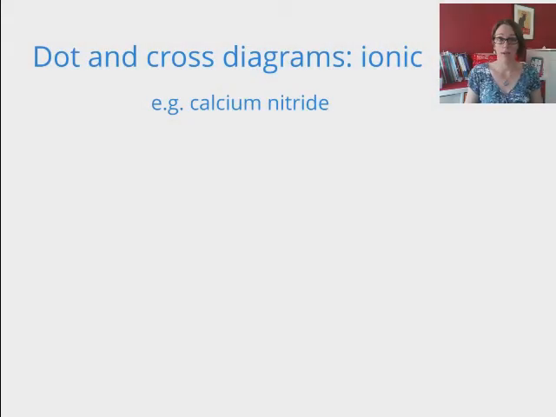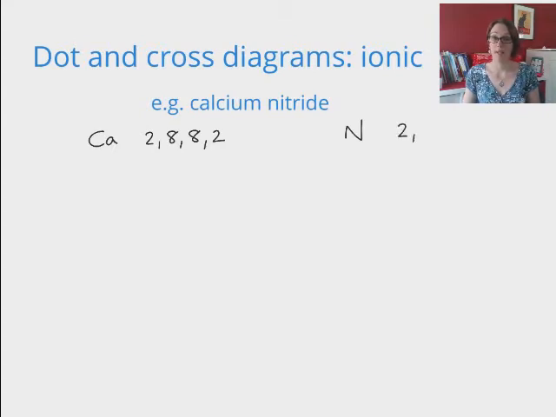So we're going to have a look at calcium nitride, a more challenging example, simply because of the groups that the two elements are in. So calcium is in group 2, nitrogen is in group 5. It's nitride, not nitrate. So we just mean the negative form of the nitrogen atom.